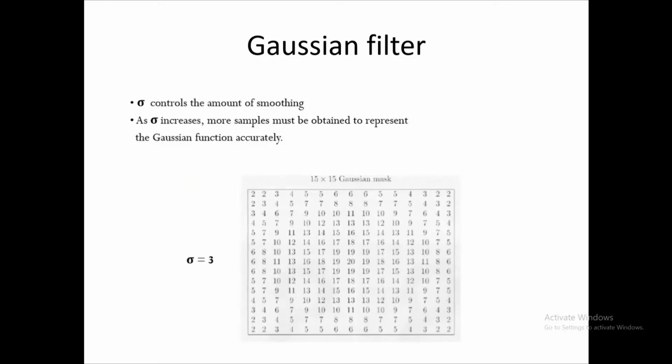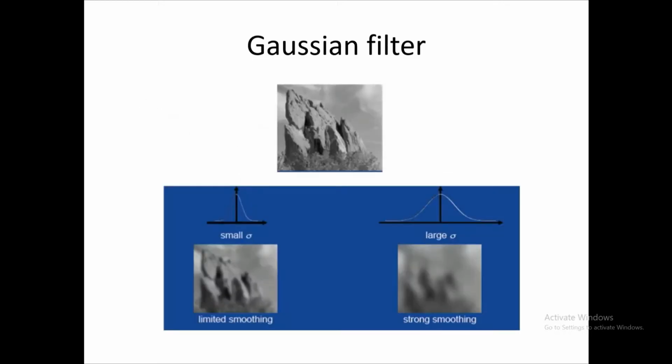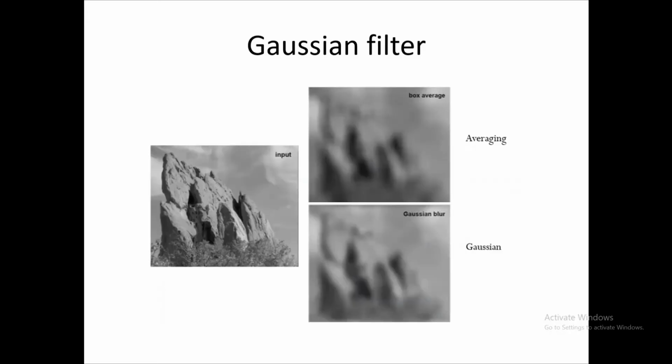Here this is the 15 by 15 Gaussian mask, and let's see it with a small sigma and with a larger sigma. We can see that with the small sigma it creates limited smoothing, while with the larger sigma it creates strong smoothing.